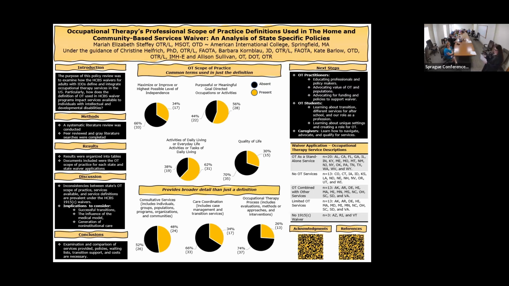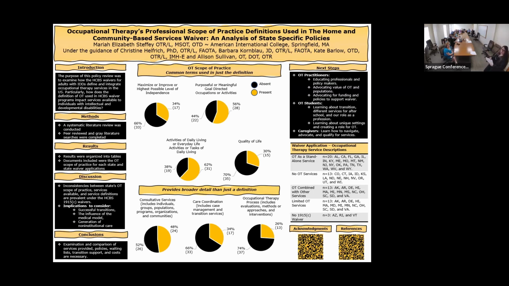So, in conclusion, these inconsistencies are particularly clear in the interpretation and implementation of occupational therapy services in the 1915C waiver. There are many avenues for future research regarding occupational therapy in the 1915C waiver program. Further examination and comparison of these services provided, policies, waiting lists, transition support, and costs is necessary. Comparisons across states should examine these questions to strengthen occupational therapy's ability to assert the value of its services and improve the 1915C waiver programming.